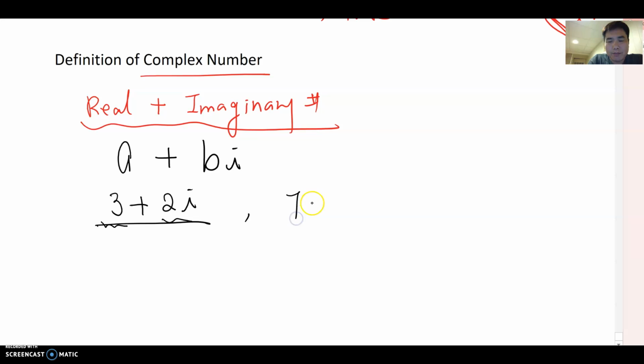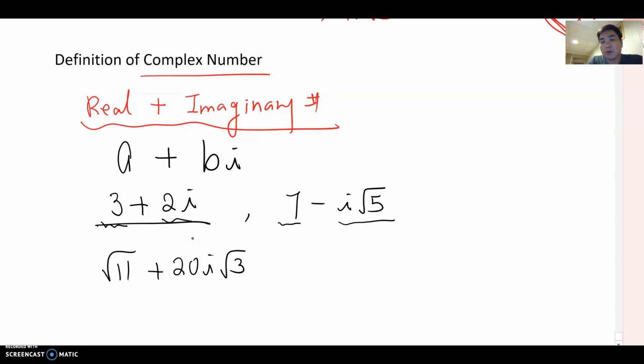Also 7 minus i root 5. This is the real term, this is the imaginary number term. So this is also a complex number. Even root 11 plus maybe 20i root 3 is also a complex number, because that's the real number, that's the imaginary number term. Combined together, a complex number.